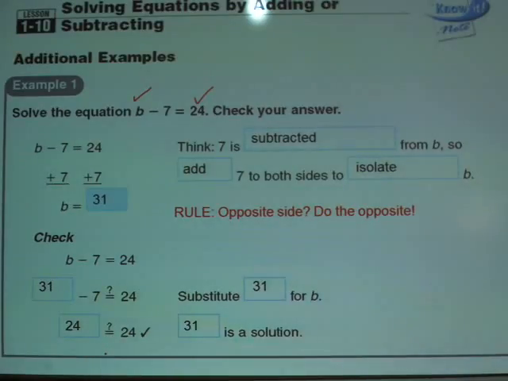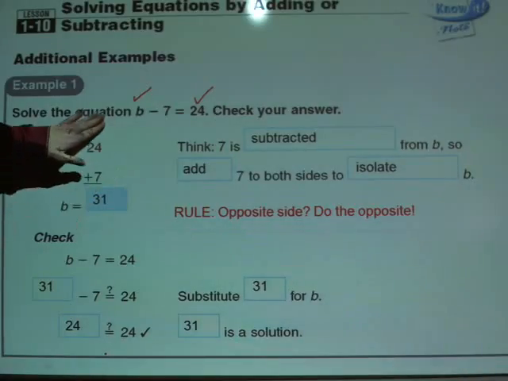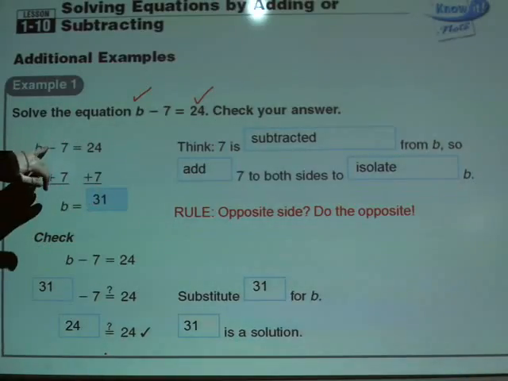Now, what are you talking about when you say both sides? When I'm talking about both sides, I mean both sides of the equal sign. Everything is with respect to that equal sign. So I'm going to add 7 to the left side of the equal sign. I'm going to add 7 to the right side of the equal sign, which is exactly what they're showing you here in this first piece of work. So I add 7 on this side, and I add 7 on this side.